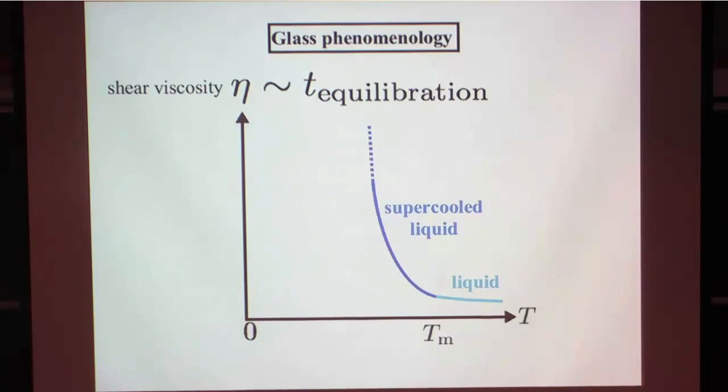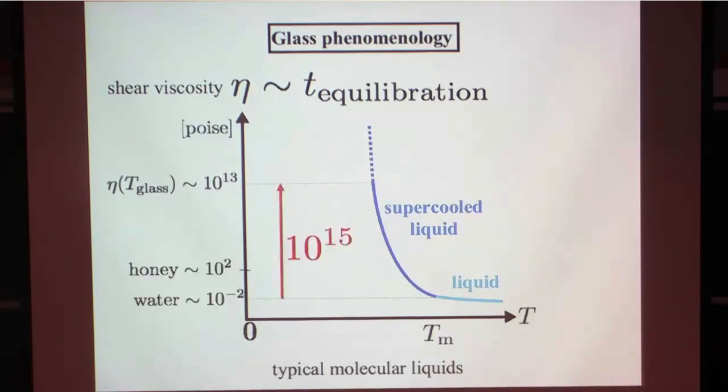Here are the numbers for typical molecular liquids. Usually at the melting temperature, it starts as smooth as water, but as you cool the system down, it quickly becomes as viscous as honey. And by the time you're 30% down from the melting temperature, the viscosity has grown by 15 orders of magnitude, which is a lot.